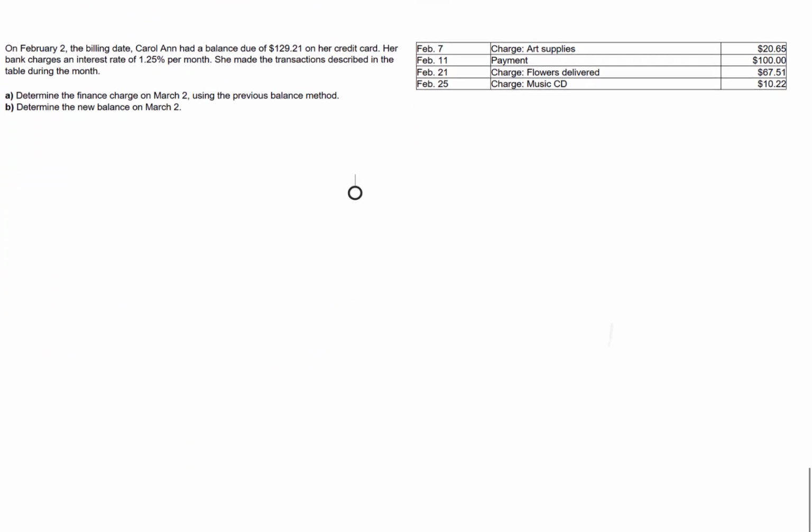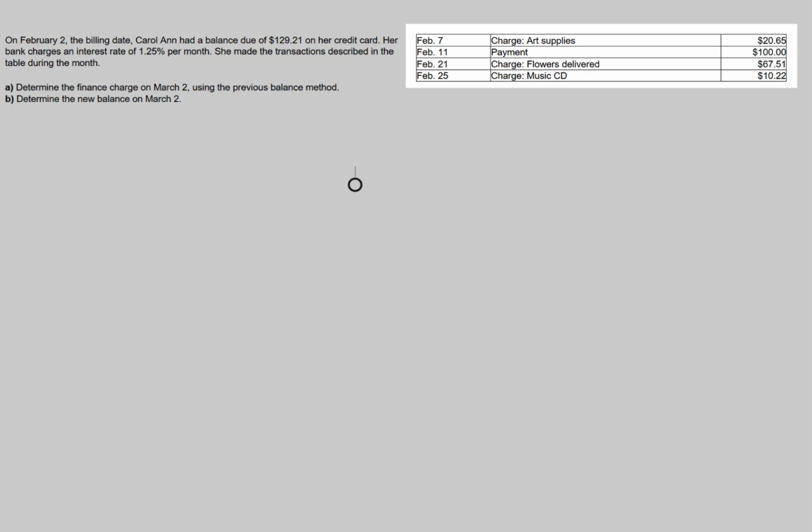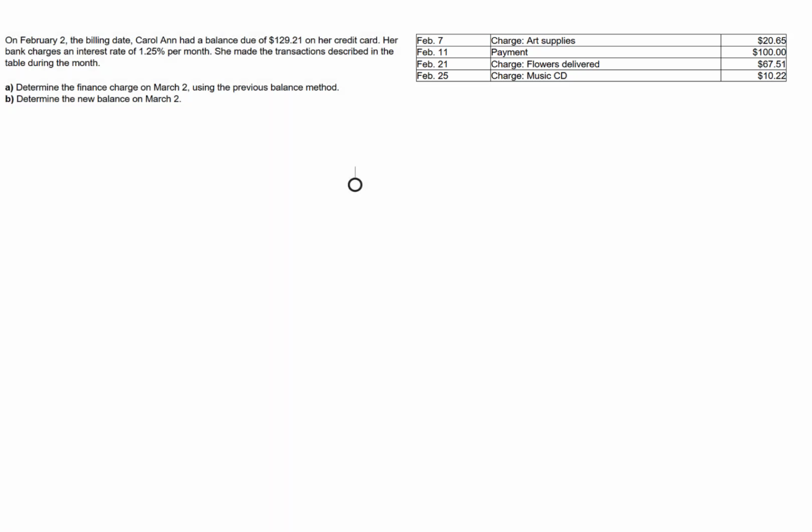It's another tricky one. On February 2nd, that's the billing date, Carol Ann had a balance due of $129.21. She made the transactions described in the table during the month. So you can see over here that Carol Ann made 3 charges and 1 payment. We're going to determine the finance charge that this credit card company is going to charge Carol Ann on March 2nd using the previous balance method. And then we're going to determine the new balance.